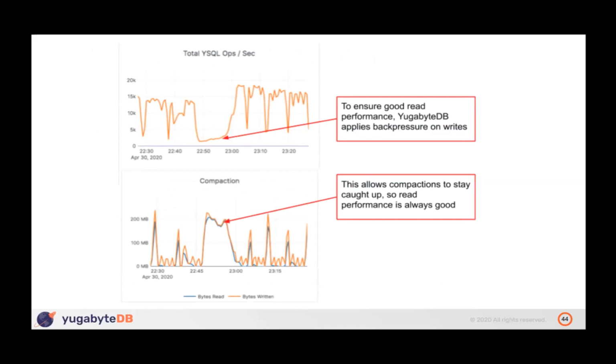Yugabyte applies backpressure to the writes, which means you notice here that there's a period where the number of writes actually drops quite a bit, and there are frequent periods of drops every now and then, right? That is the database actually telling the client that I cannot take any more writes, keep it much lower than what I can do. And in that window, you see that the compactions have completely taken over and they're making sure they're caught up so that the read performance is always good.